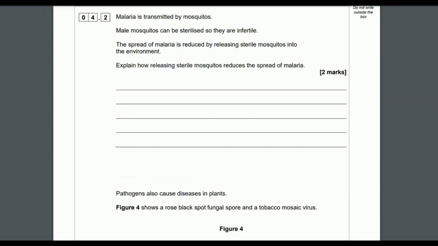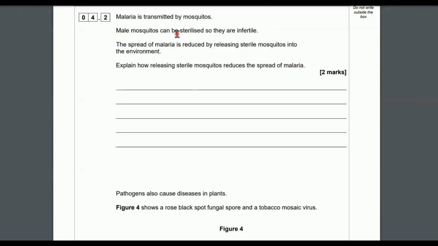Right. 4.2. Malaria is transmitted by mosquitoes. Male mosquitoes can be sterilized, so they are infertile. The spread of malaria is reduced by releasing sterile mosquitoes into the environment. Explain how releasing sterile mosquitoes reduces the spread of malaria. So I'm going to give you the colloquial version of it. Basically, you're firing ionizing radiation onto the mosquitoes' testes, killing their sperm.